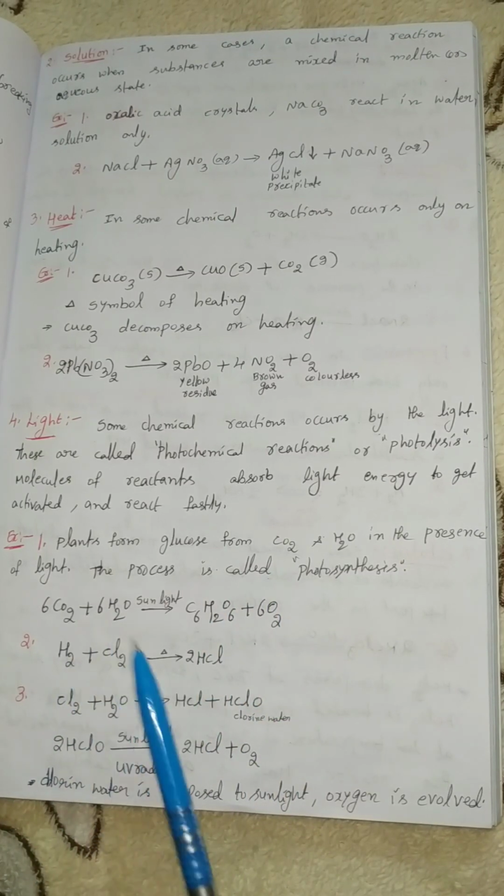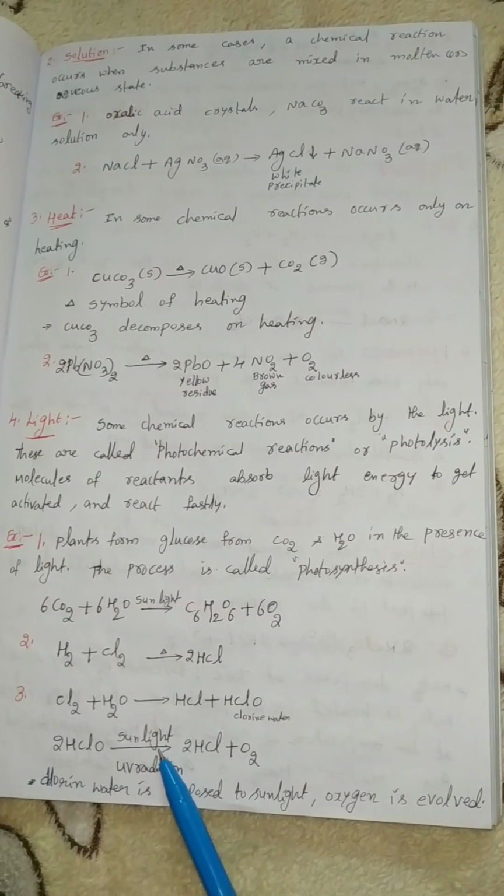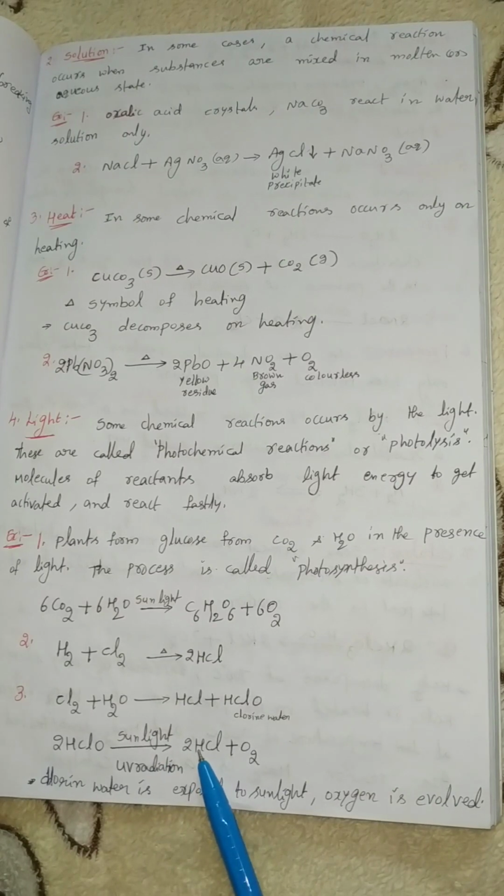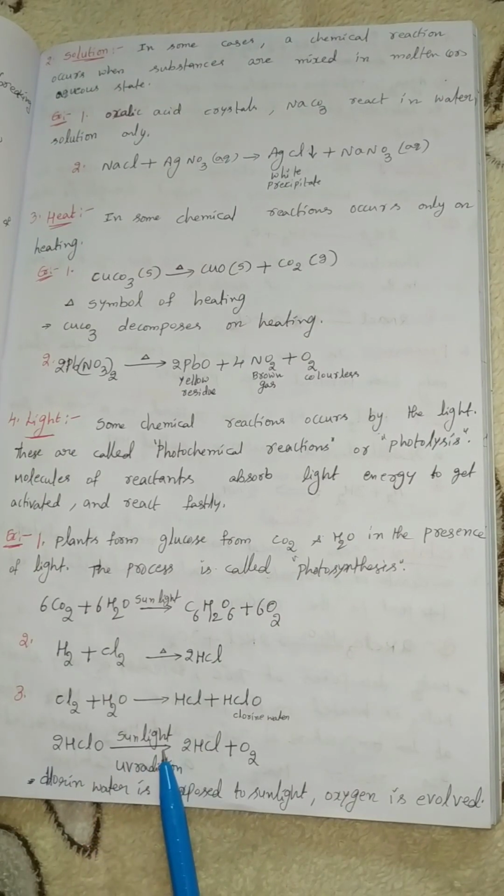Here hydrogen and chlorine form HCl. Chlorine and water form HCl plus chlorine water, HClO. Here HClO, chlorine water, is exposed to sunlight and forms HCl and oxygen. So in the presence of sunlight, oxygen is evolved.